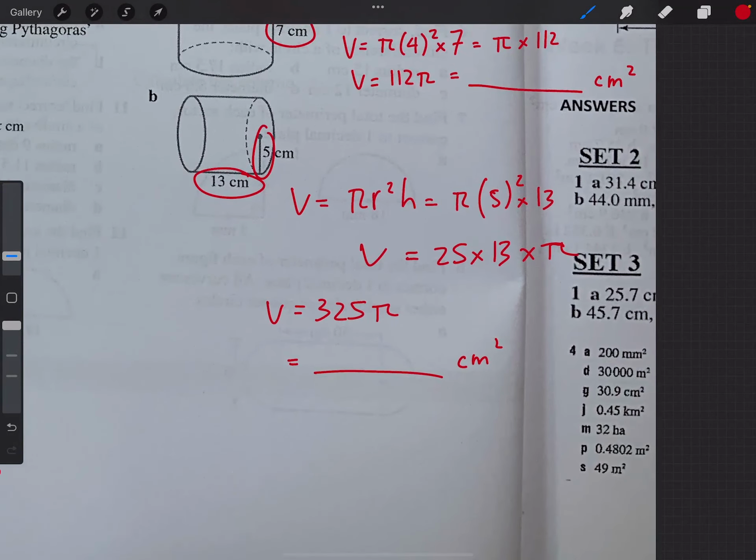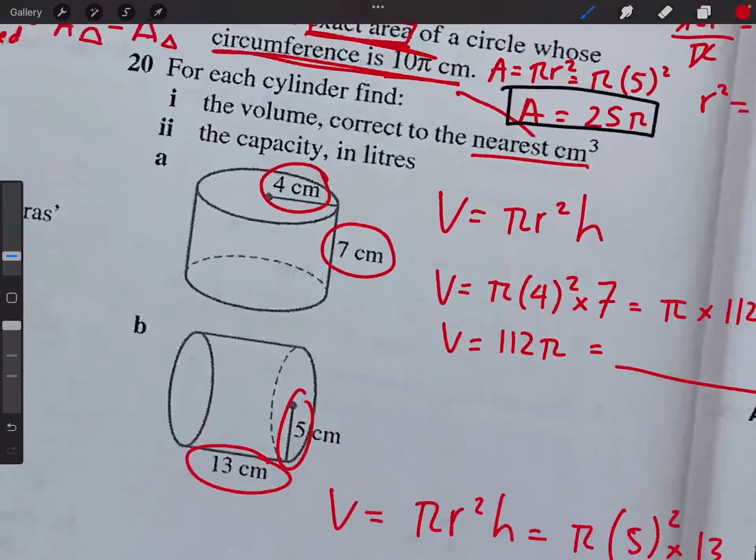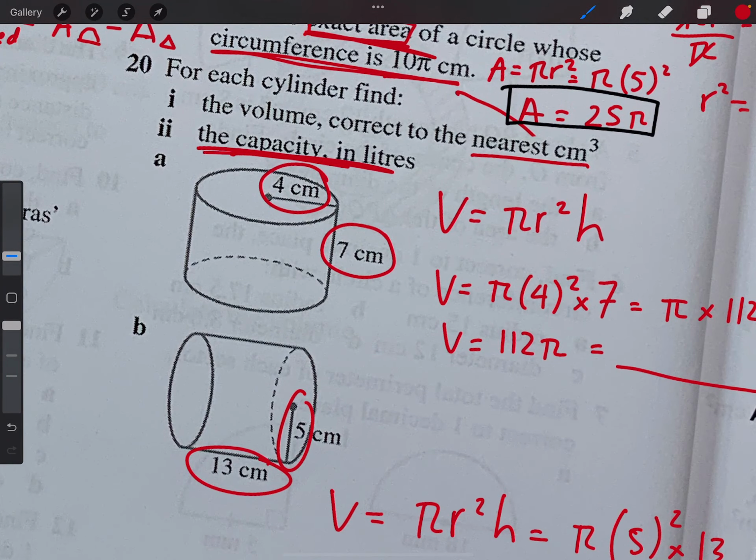Okay, I'll do the second one. And this one is going to be 1021.01, which is just the same as 1021 centimeters squared. Now to find the second part, find the capacity in liters.